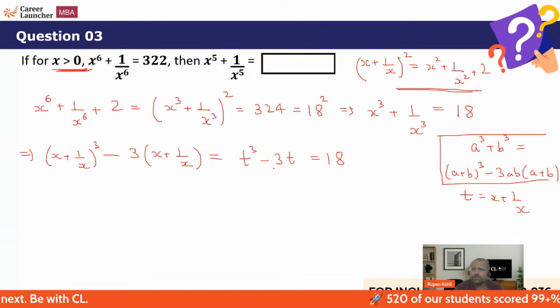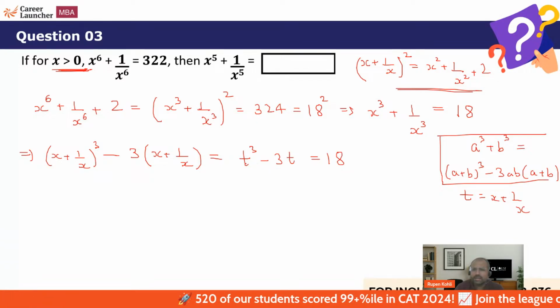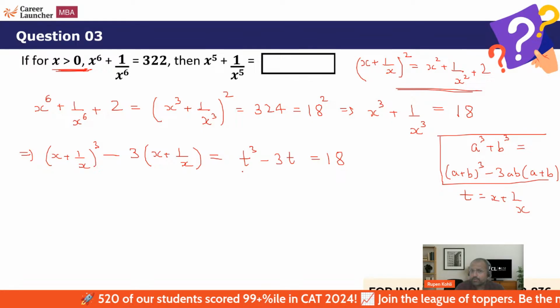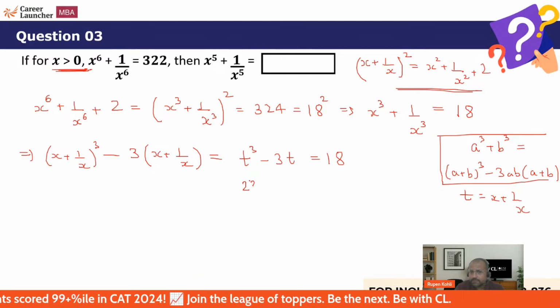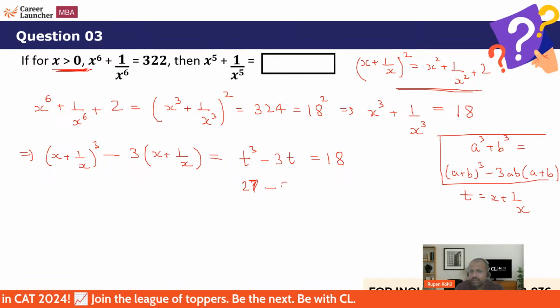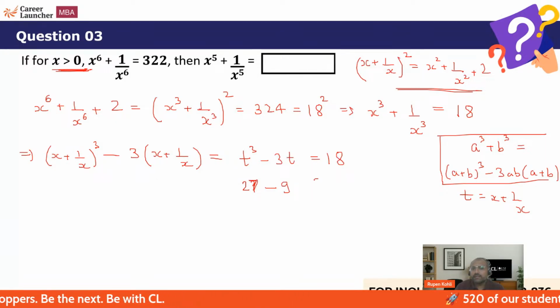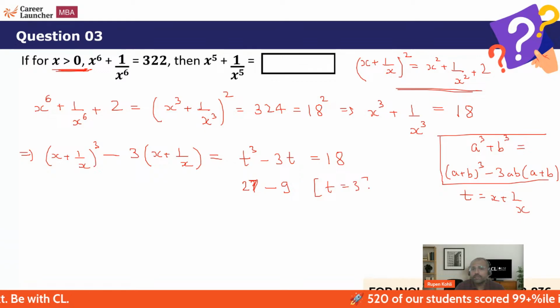So if I put t equal to, let's say, 2, then 2 cube minus 3 into 2 is very small, it is just 8 minus 6, 2. But if I put t equal to 3, then 3 cube is 27, minus 3 into 3 is minus 9, and that exactly matches. So it means that our t is 3. So what we have got is x plus 1 by x is 3.